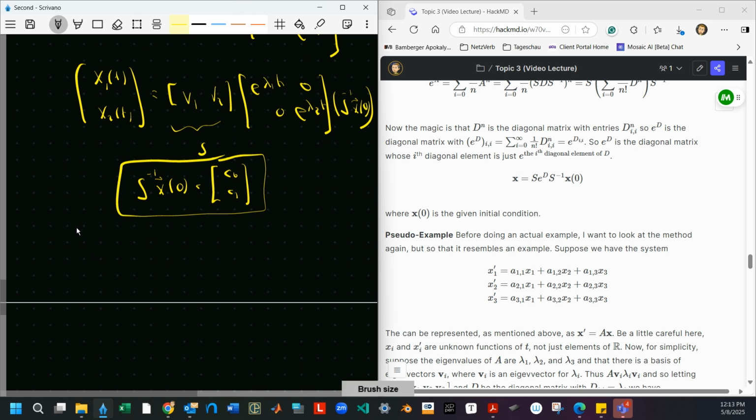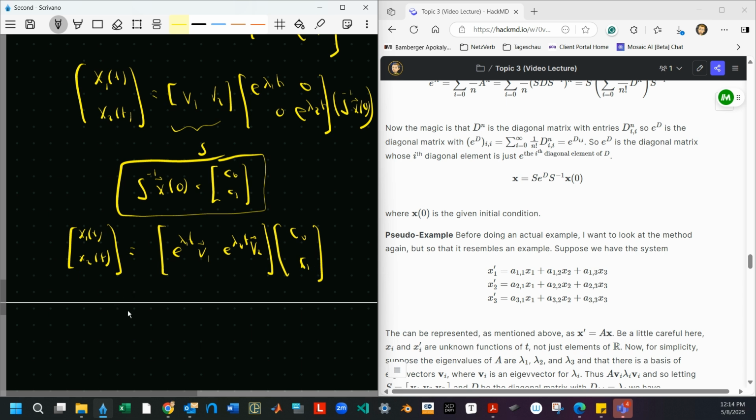Then this system up here becomes like this. I'll just do this in a couple steps. Let's do it in these two steps. When I do this multiplication here, I get e to the lambda 1t v1 in the first column. This is still a vector. And I get e to the lambda 2t v2. And then I have this multiplication by this thing, which I'm just calling c naught, c1.